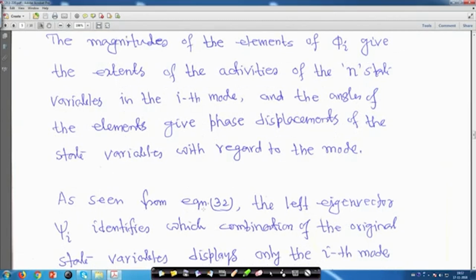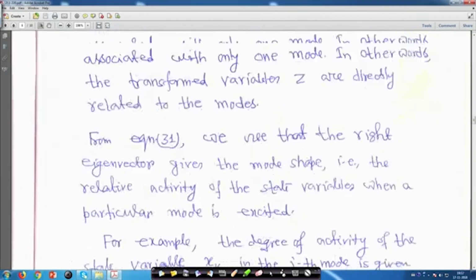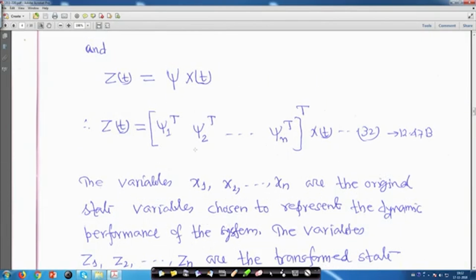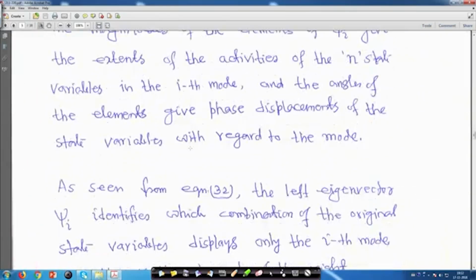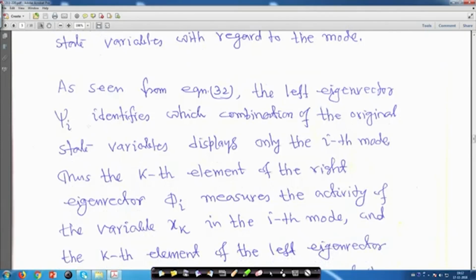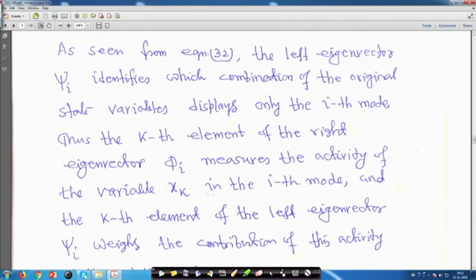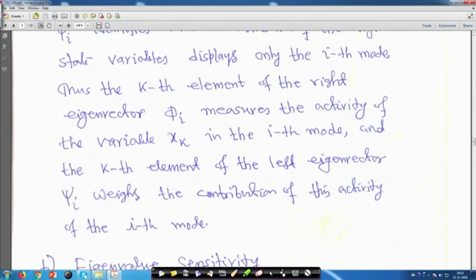So, as seen from equation 32, this is a function of your left eigenvector. From equation 32, the left eigenvector psi i identifies which combination of the original state variables displays only the ith mode. Thus, the kth element of the right eigenvector phi i measures the activity of the variable x k in the ith mode, and the kth element of the left eigenvector psi i weighs the contribution of this activity to the ith mode.